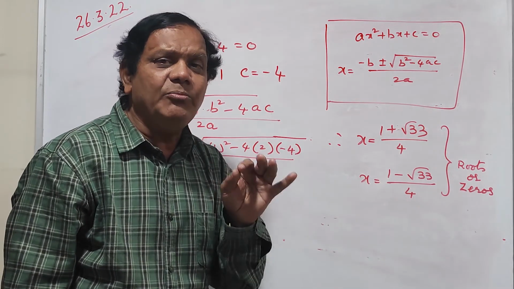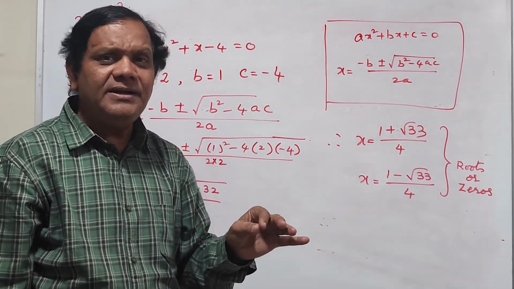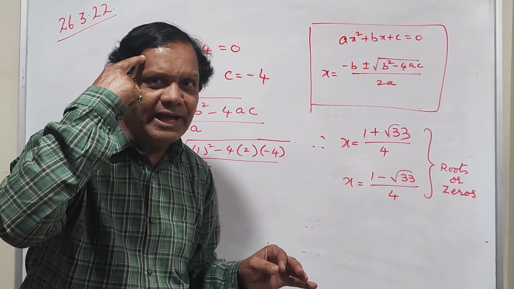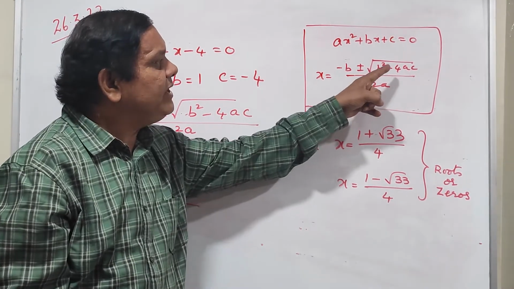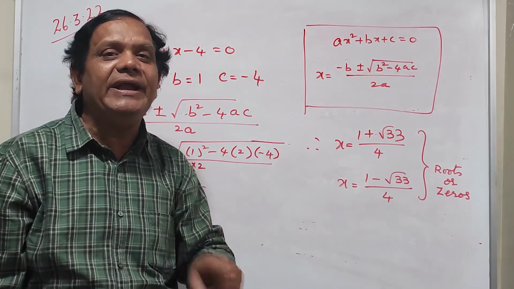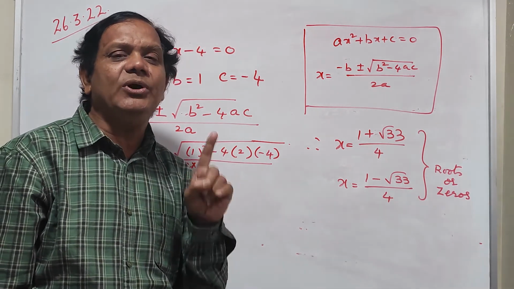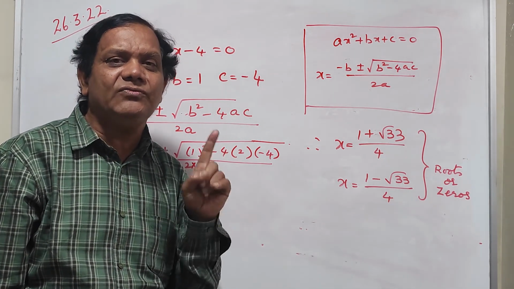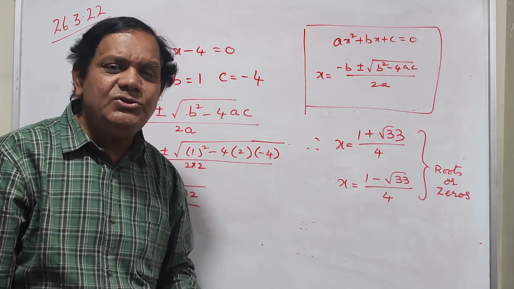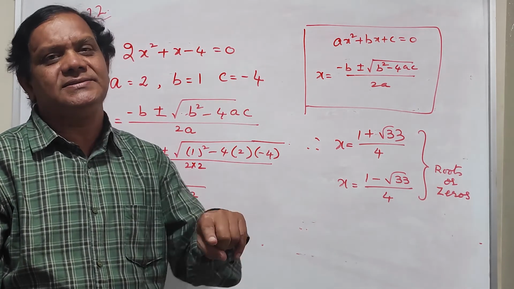And one very important point to remember in the mind directly is that b square minus 4ac is called discriminant. And that discriminant is going to help us to find the nature of the roots, which you are going to learn in the next class.